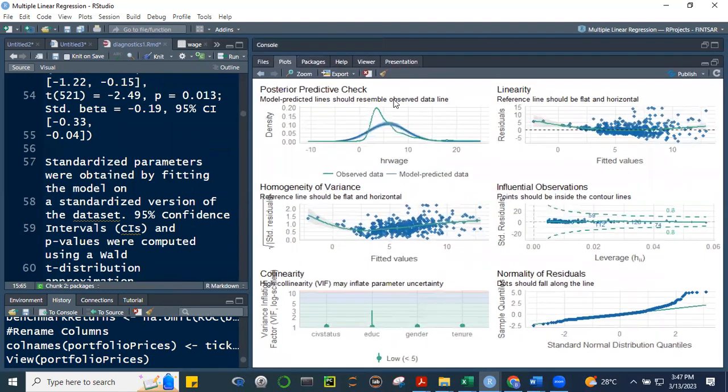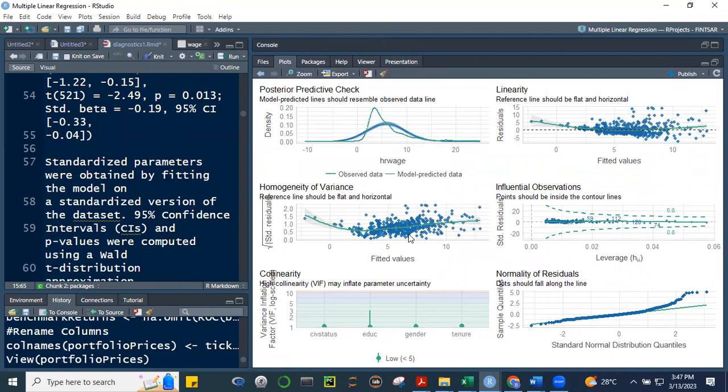Aside from that, we also have here linearity, homogeneity of variance, influential observations, collinearity. So these are what we need to test the assumptions of our model. We have the assumption for multicollinearity, that the independent variables should not be multicollinear. So as far as that is concerned, we seem to not have a problem because the standard use is the variance inflation factor should be less than 5. So here we have the variance inflation factors relating the variables among each other is less than 5. So no problem as far as multicollinearity is concerned.